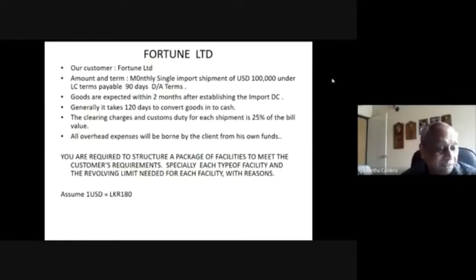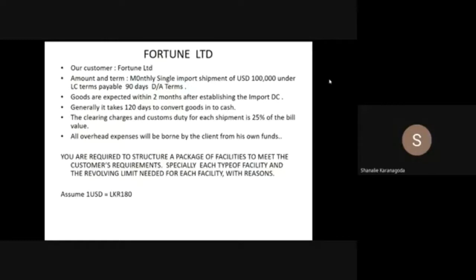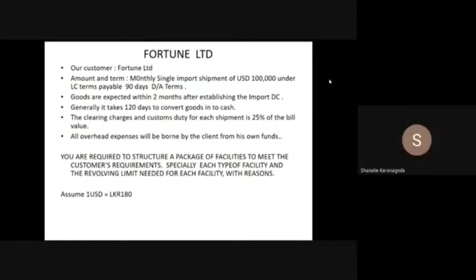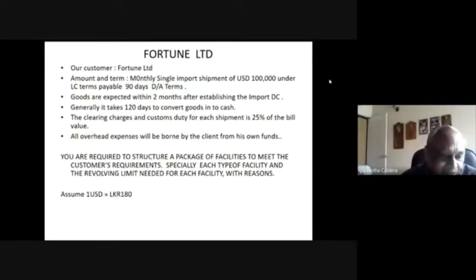What is the third facility? Facility number 3. Loan for custom duty. Revolving STL facility. Revolving STL, short term loan. Very good. Revolving short term loan facility. Right? Which are the short term facility?